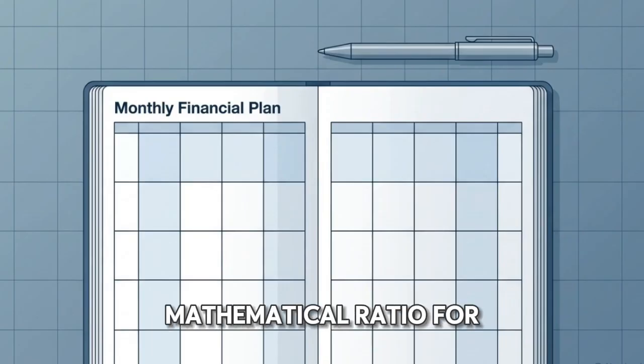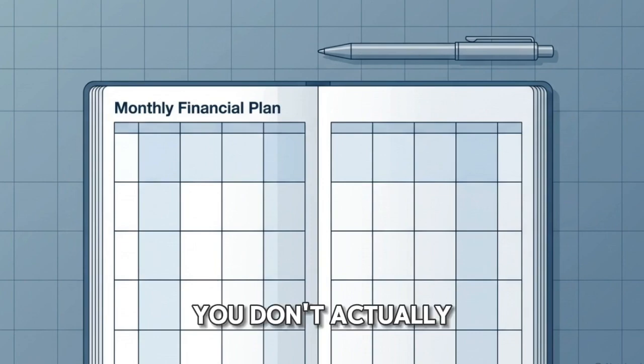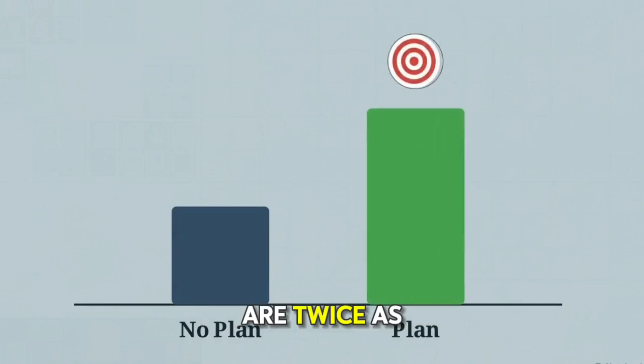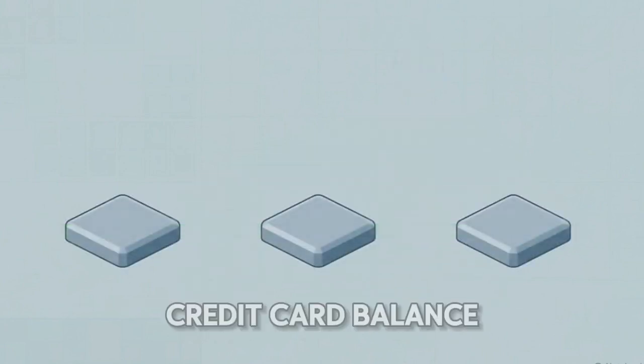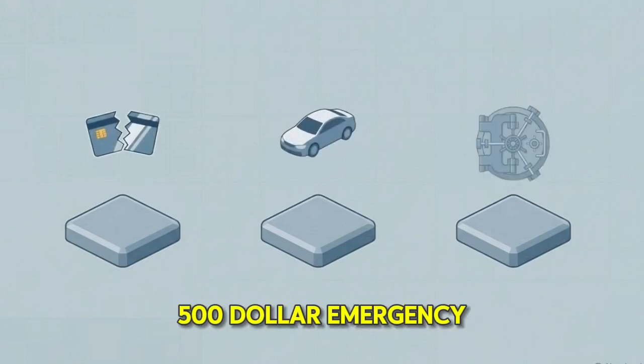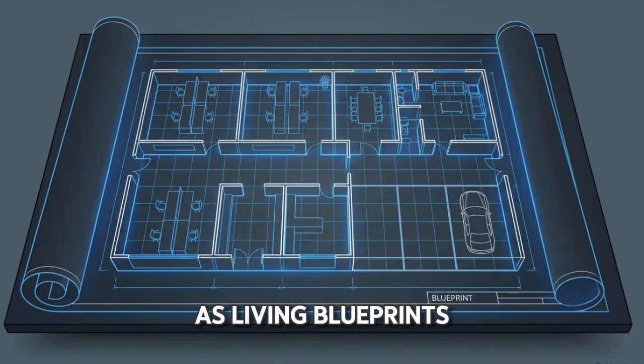Knowing the correct mathematical ratio for your exact life stage is useless if you don't actually execute it. Data shows savers who make a specific plan with a concrete target are twice as likely to reach their financial goals. A specific target means clearing a credit card balance, saving for a reliable car, or hitting that $500 emergency milestone. These ratios act as living blueprints, shifting to accommodate the changing demands of your career and your household.